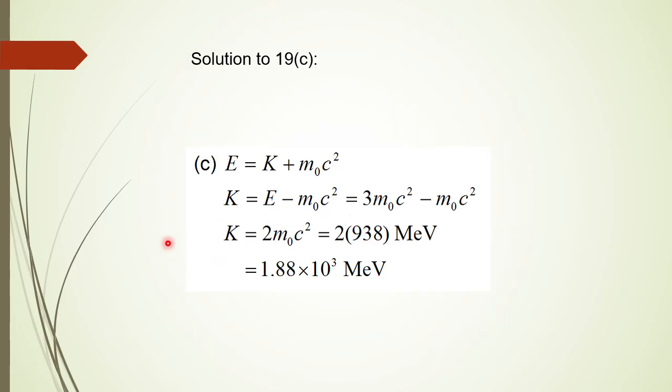Last, let's find the kinetic energy. We know the total energy E equals K plus rest mass energy. So we can make K the subject, and we get the total energy minus the rest mass energy, giving us 2 m naught c squared. So this is 1.88 times 10 to the power 3 MeV.